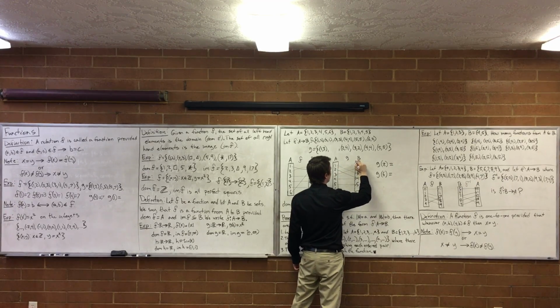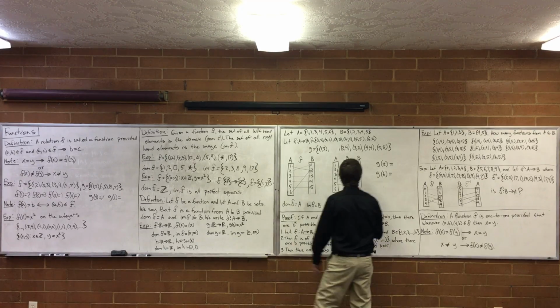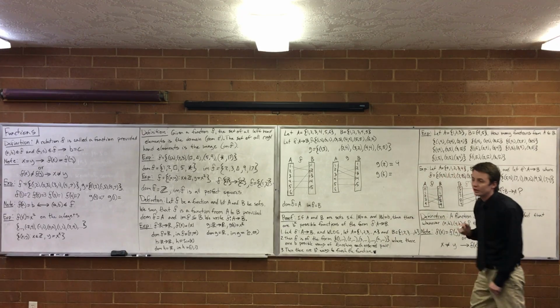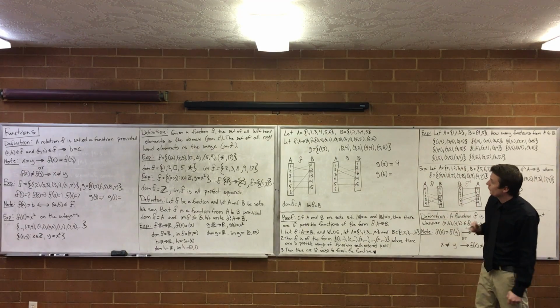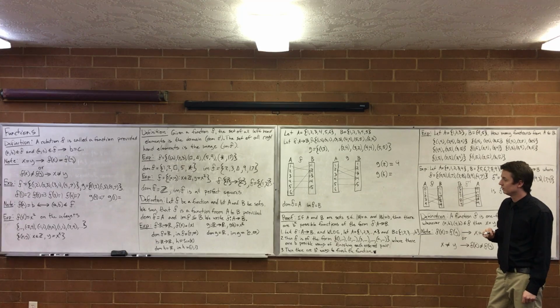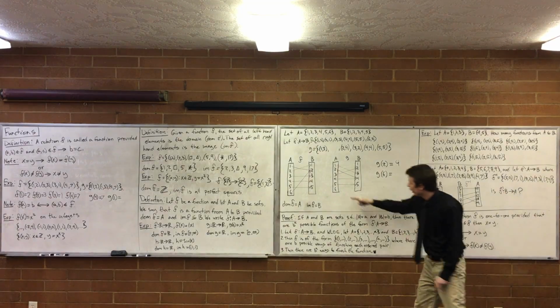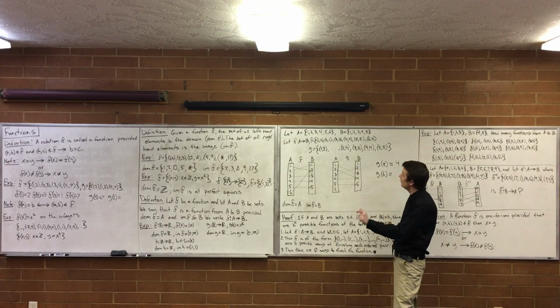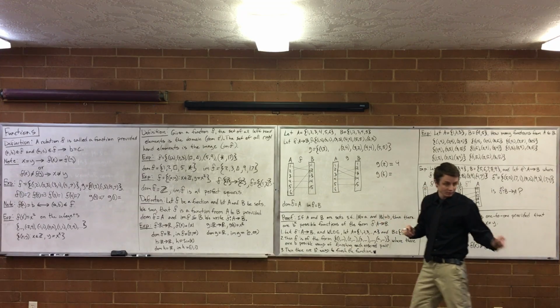Now we know 2 goes to 4. But no, it's still not a function from A to B. What's the domain of g? 1, 2, 3, 4, 5. The domain of g is not A. 6 doesn't go to anything. So g is a function. It is not a function from A to B.